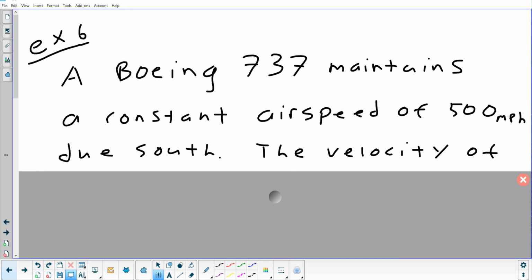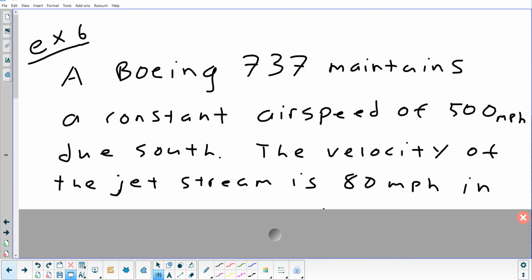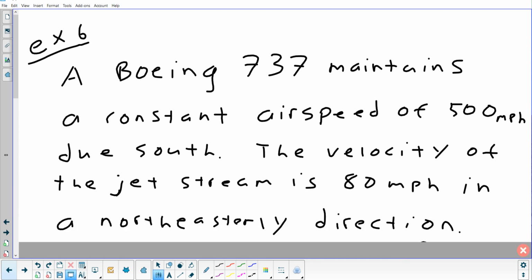Now, it's flying, but there's a wind, there's a jet stream. And the jet stream is 80 miles per hour northeast. That means it's blowing in a northeast direction. The wind is coming from the southwest, and it's blowing towards the northeast. That's where the wind is coming from and where it's blowing to. So in this case, is the jet stream helping the plane along? No. The plane's trying to fly south, and it's got something that's trying to push it northeast.